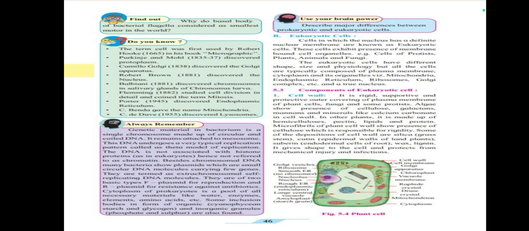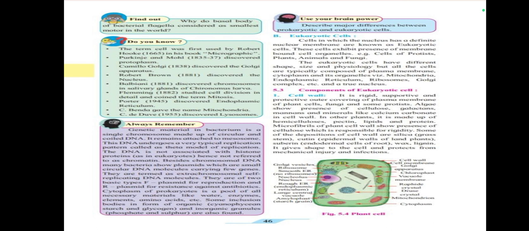Algae show presence of cellulose, galactans, mannans, and minerals like calcium carbonate in the cell wall. In other plants, it is made up of microfibrils, hemicelluloses, pectin, lipids, and proteins. Microfibrils of the plant cell wall show presence of cellulose, which is responsible for rigidity.